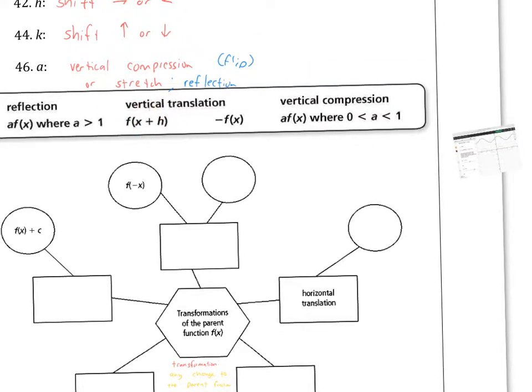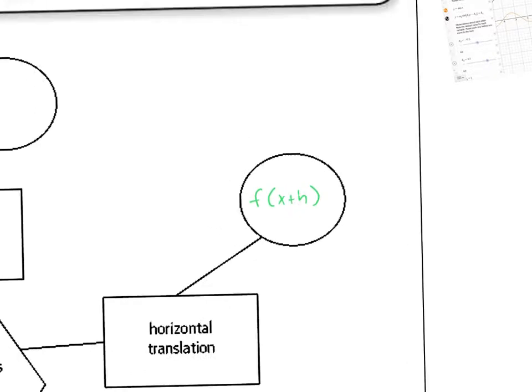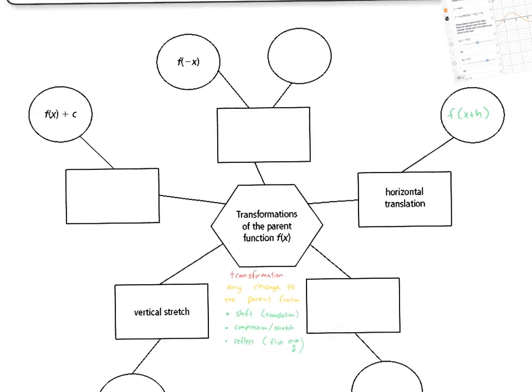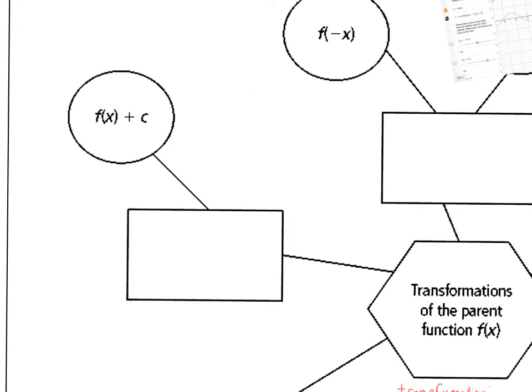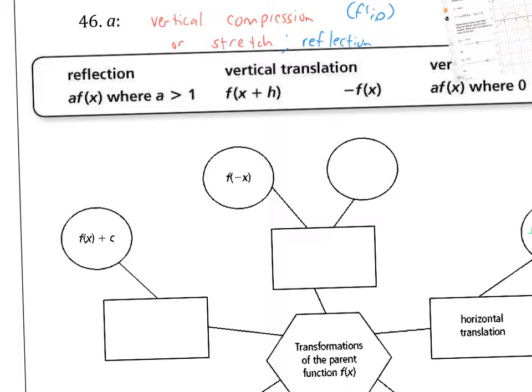So this right here, f of x plus h. So I'll zoom in there. So we get f of x plus h. So notice the plus h or the minus h is inside the function. Next, what happens when I add or subtract outside of the function? Well, if I add or subtract outside of the function, that is going to be a vertical translation. So that's how I shift it up or down.